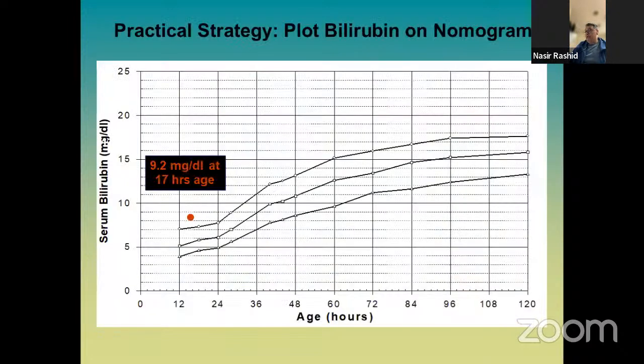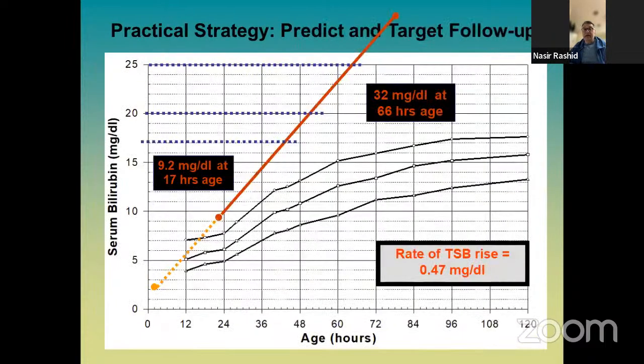Next slide, please. So in this infant, if you do the first bilirubin at 17 hours and it is 9.2, and then you plot a graph, you can anticipate, next slide, please, where it may go by 66 hours of life if you do not restart the phototherapy. The point I'm trying to make is that there can be different ways of looking at it, and it can reach up to the threshold of 25 milligram per deciliter, which is the number that we usually get very scared about and start preparing for the exchange by 66 hours of life. Next slide, please.